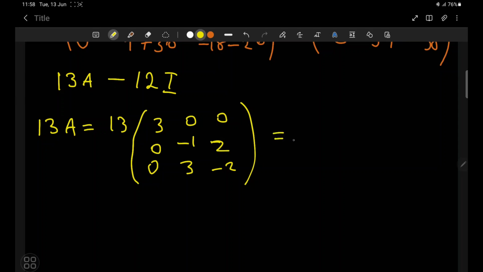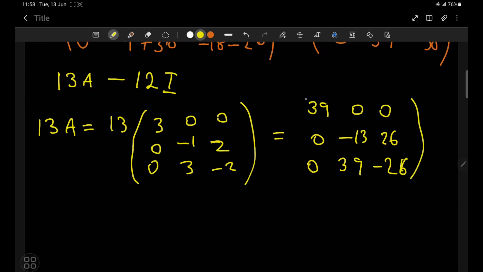So we multiply 13 throughout. So the 13 just multiplies with each element. So 13 by 3, that's 39. So this is 0, 0. 13 by 0 is 0, negative 13. 26 here, 0, 39, negative 26. Yeah, so this is when we multiply 13 with A.